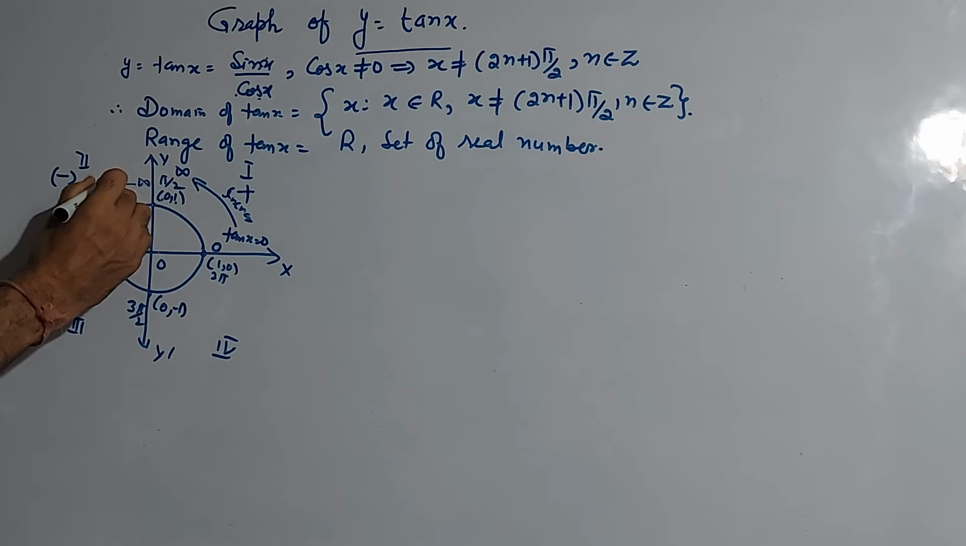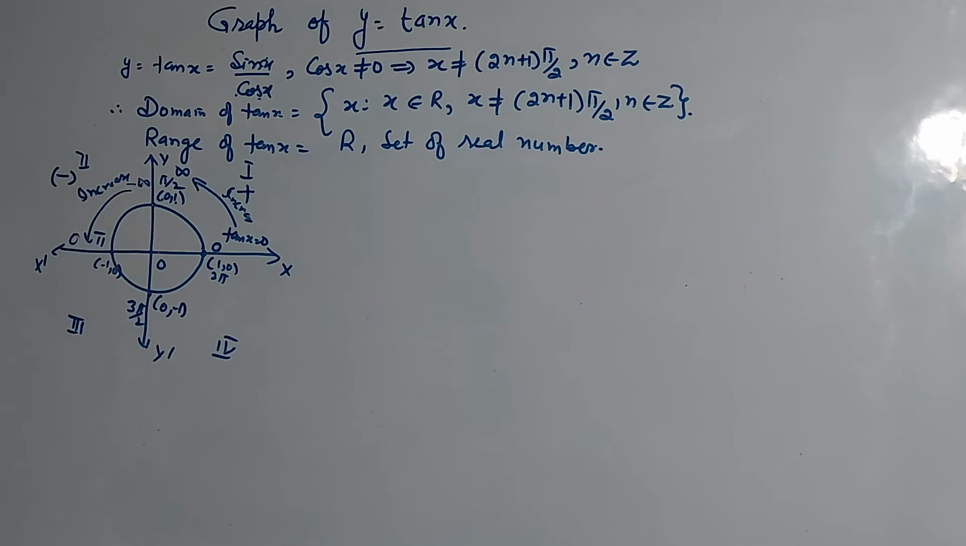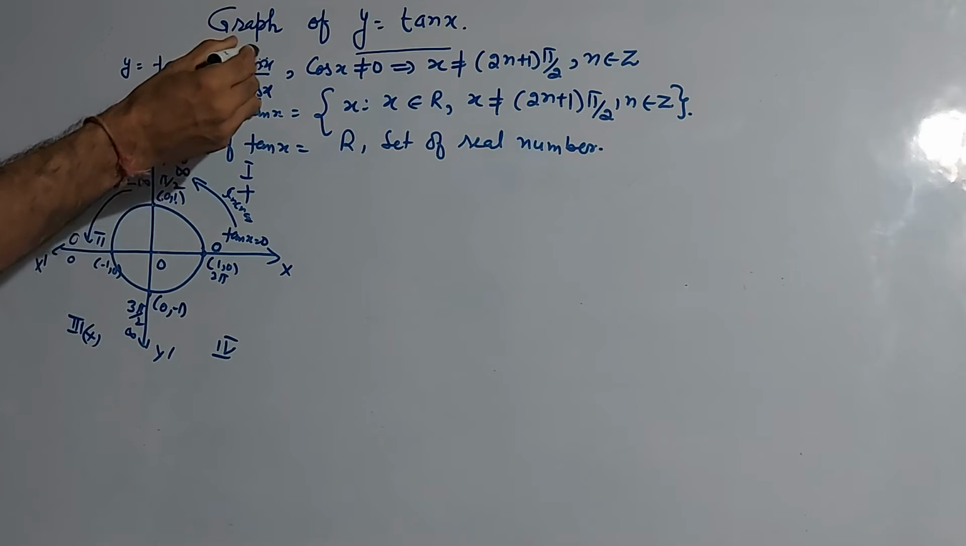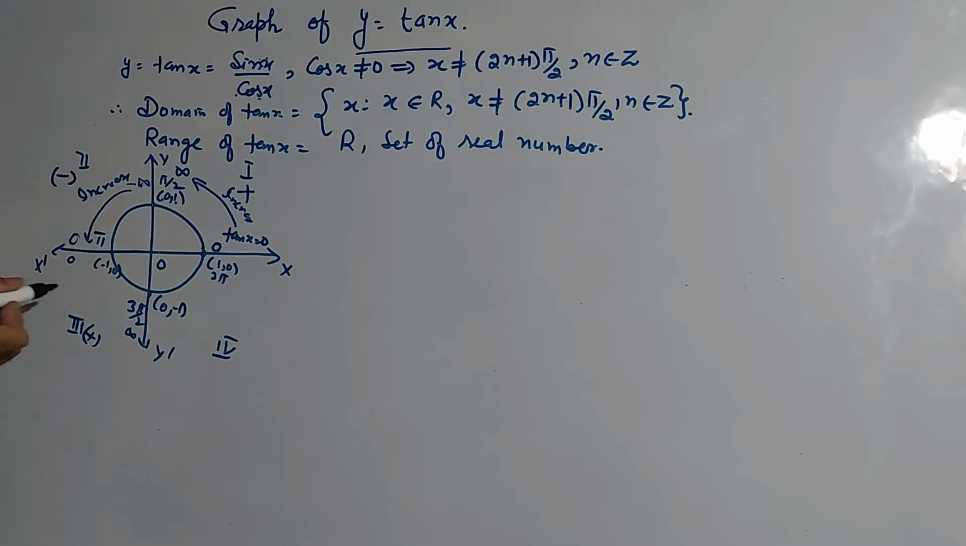from minus infinity to 0, and here again value is 0 and here infinity, because in the third quadrant tan is positive, both are negative, so negative over negative is positive, so the value will increase from 0 to infinity.